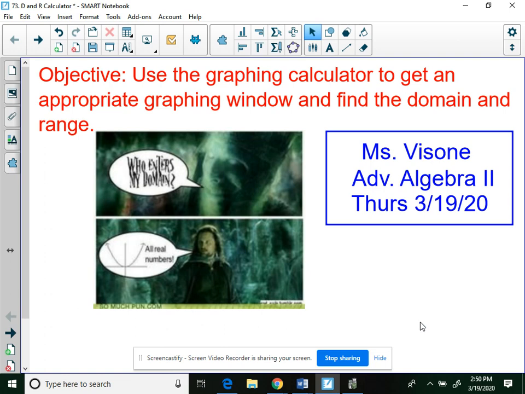Hey guys, so I'm going to take you through a few problems on the graphing calculator because some things we are not able to do by hand or we don't have, or even if you just want to find the domain and range of a strange function that you don't know anything about.